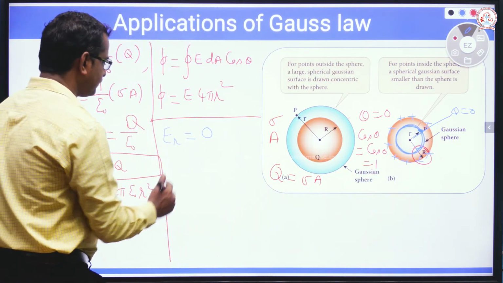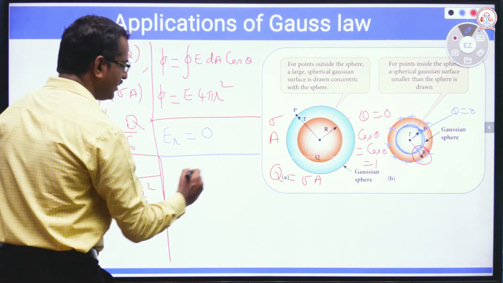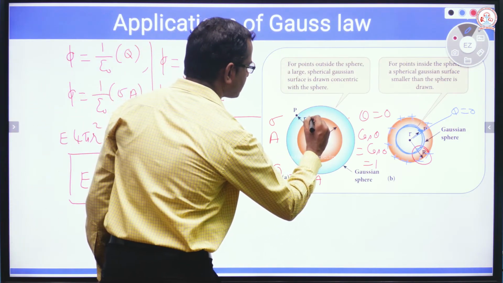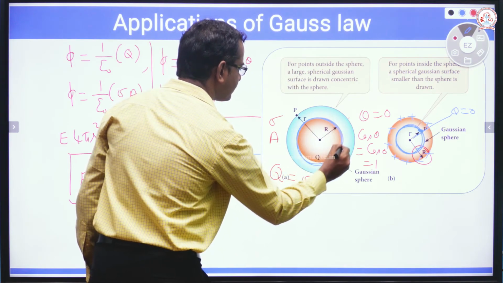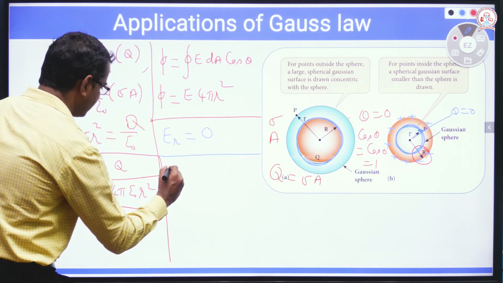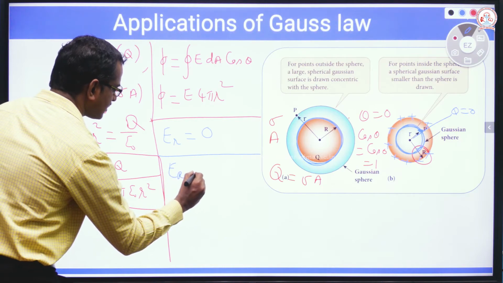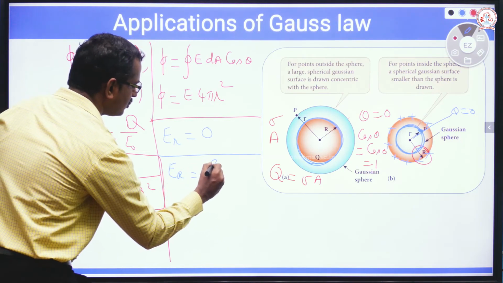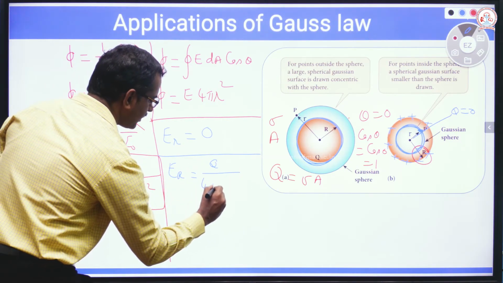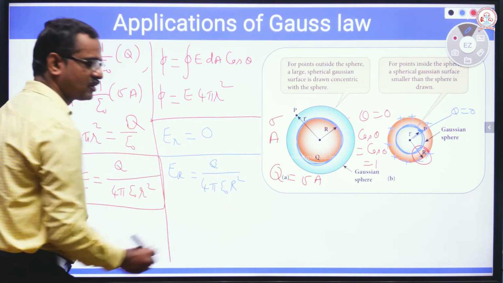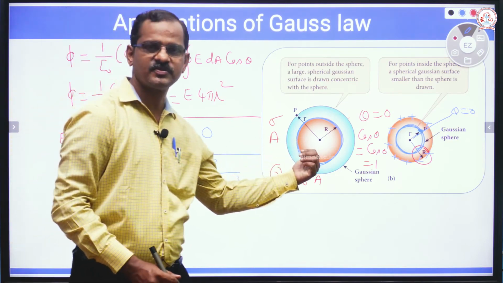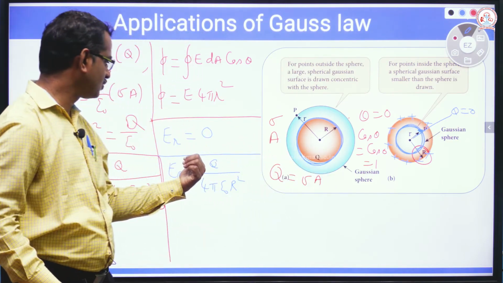On the surface, the electric field at this point, on the surface at radius R, will be equal to Q divided by 4 pi epsilon naught. Instead of small r square, we are going to write capital R square, where capital R is the radius of the sphere. It has charges, therefore Q.